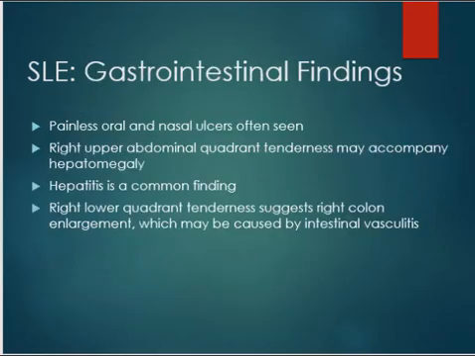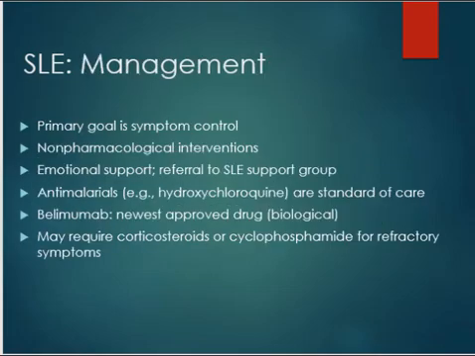GI, they may have sores in the mouth or in the nose. These patients may have right upper abdominal quadrant tenderness, and they may also have enlargement of the spleen. Hepatitis is a common finding, and then there may be right lower quadrant pain, suggesting that there is right colon enlargement. Management of these patients includes good symptom control.